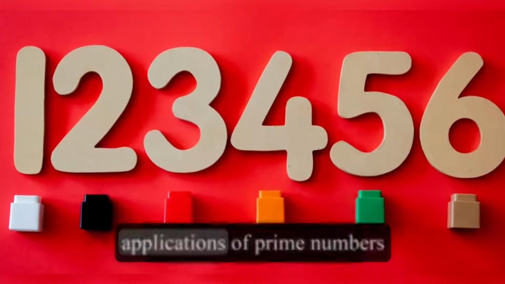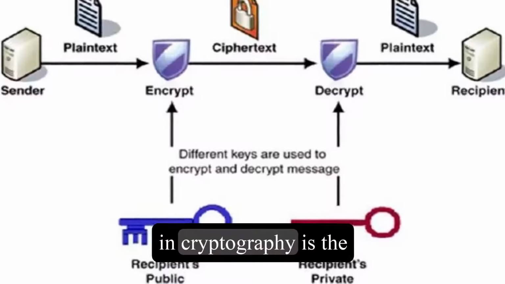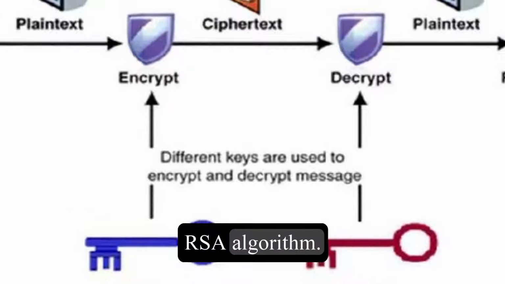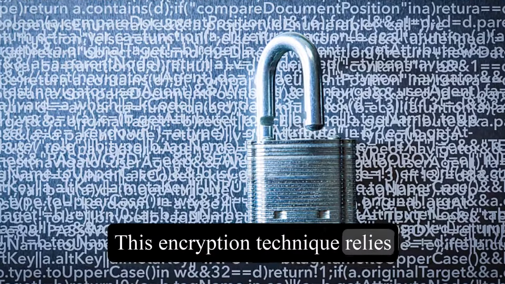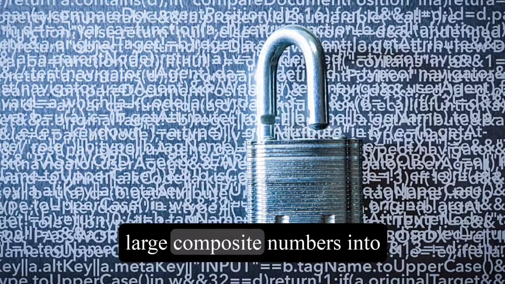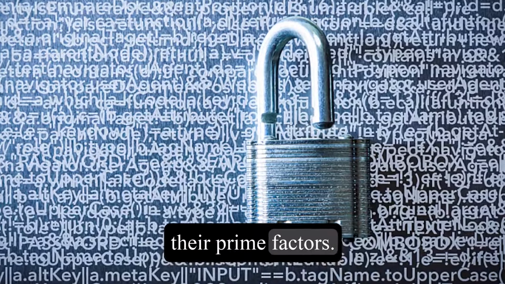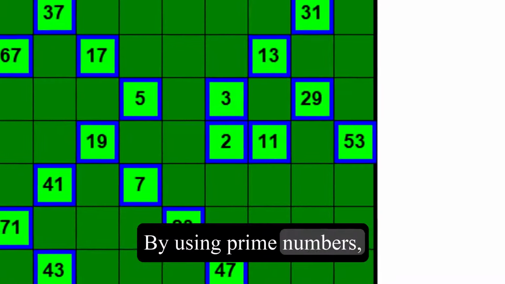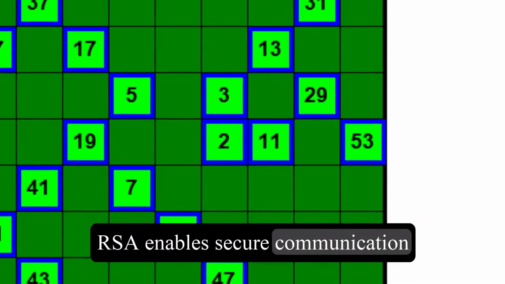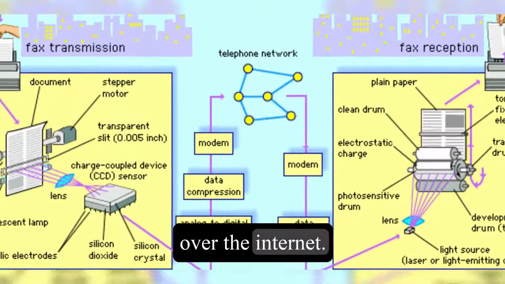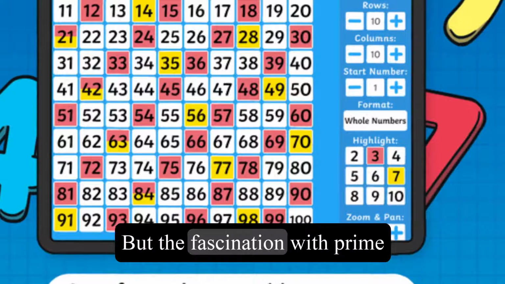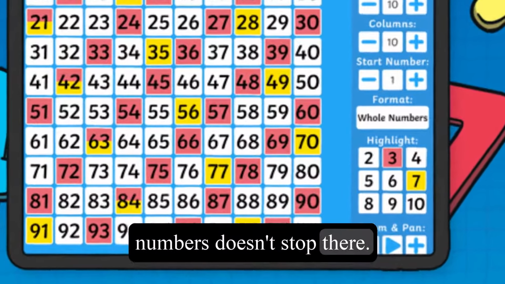One of the most famous applications of prime numbers in cryptography is the RSA algorithm. This encryption technique relies on the difficulty of factoring large composite numbers into their prime factors. By using prime numbers, RSA enables secure communication and data transmission over the Internet. But the fascination with prime numbers doesn't stop there.